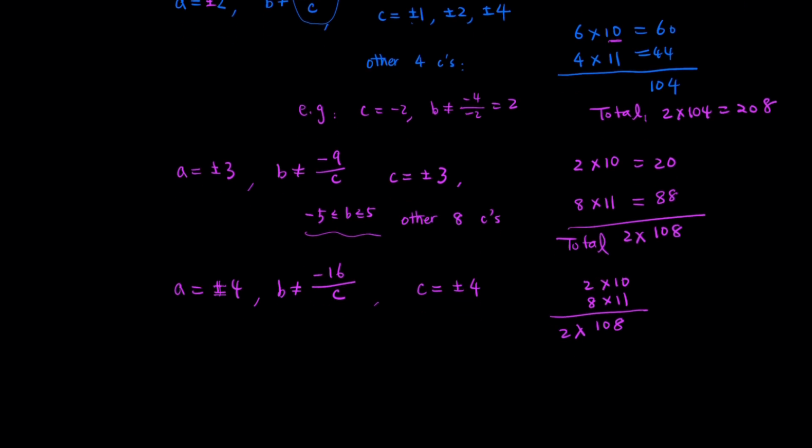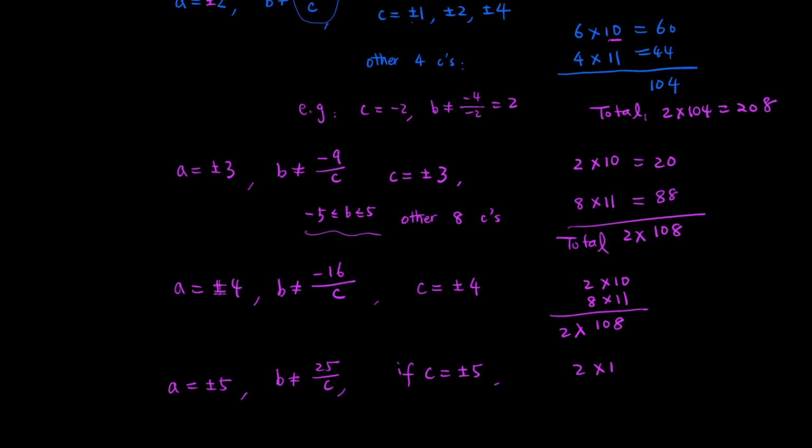So how about A? Finally, A equal positive or negative 5. B cannot equal 25 over C. And the only special case is that if C equals positive 5, B cannot take one value here, so B can only take 10 values. And then for the other 8 choices of C, each will allow 11 B values, right? So the total is also 2 times 108.